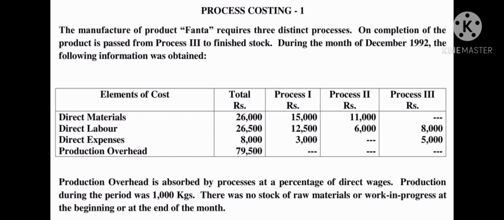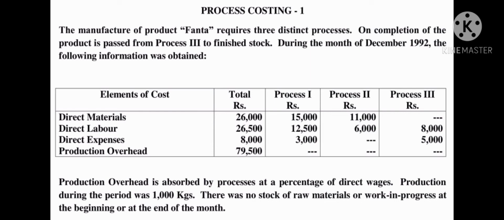Just follow the sum that I have given here on the screen. The manufacture of a product Fanta requires 3 distinct processes. On completion, the product is passed from process 3 to finished stock. During the month of December 1992, the following information was obtained. That is, 3 processes are given, and from the 3rd process we pass the product to finished stock. Okay, so that is the term given here.